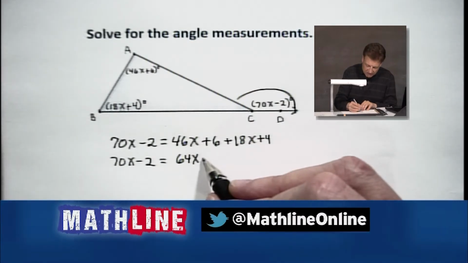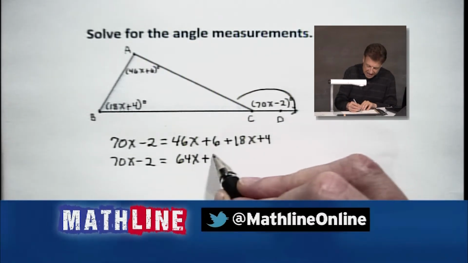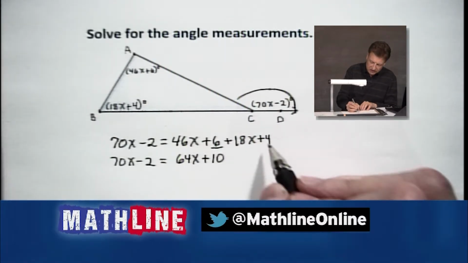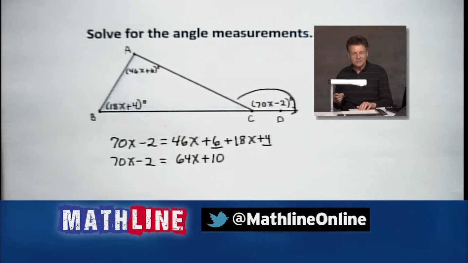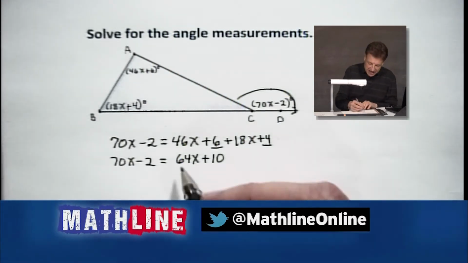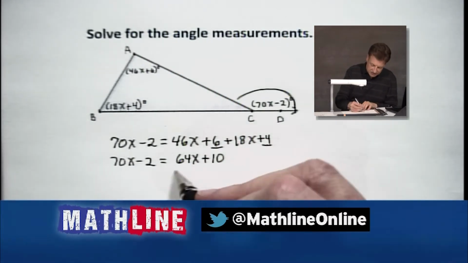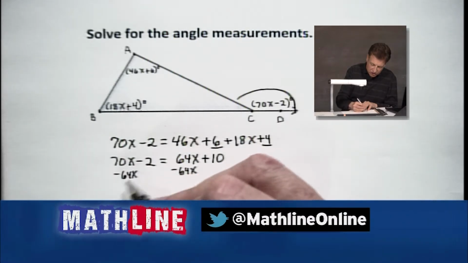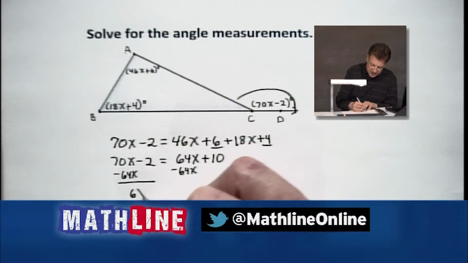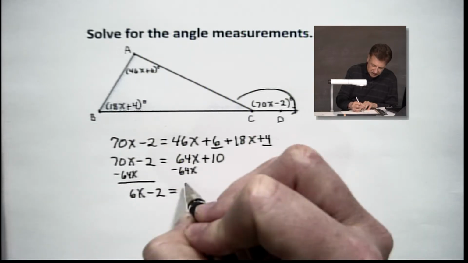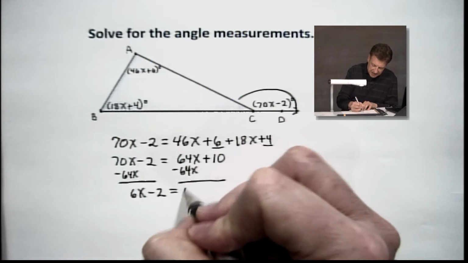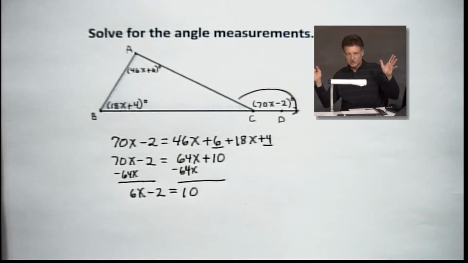Looks like over here we have a plus 10. How'd I get that? Remember, 6 and 4, like terms. Put them together. Now, time to get x by itself. This works out really nice. We're going to take 64x, and all of a sudden my numbers are reducing quite nicely. I now have 6x minus 2 equals, what is that, 64x there? Yeah, we got 10. Oh, that's so much nicer to work with.